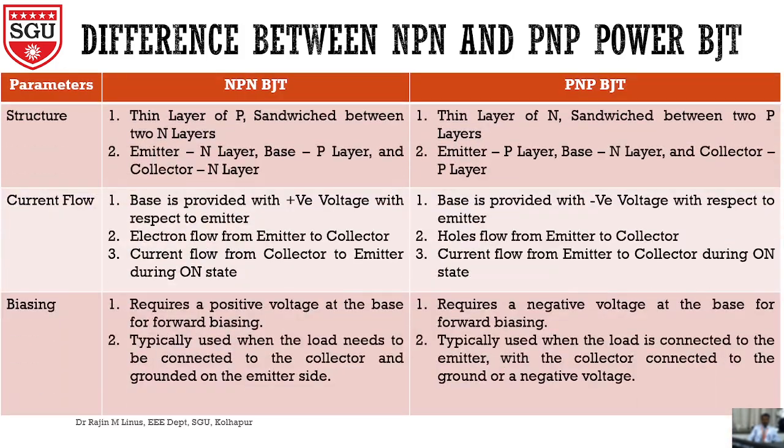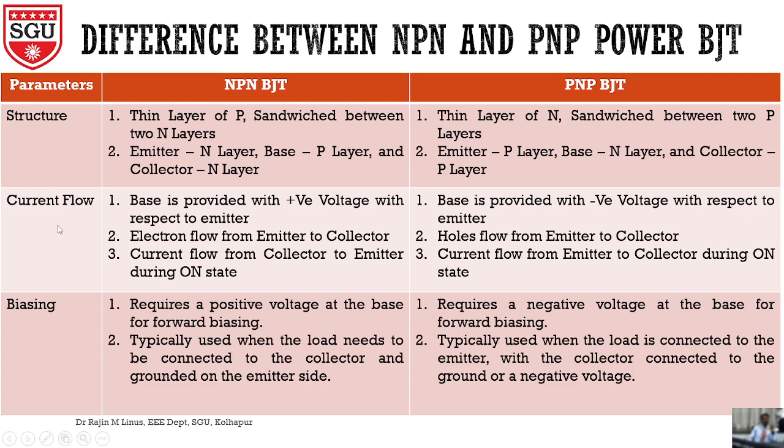Let us see first the structure. In the NPN bipolar junction transistor, the thin layer is the P layer, since the P layer is sandwiched between the two N layers. But in the PNP transistor, the N layer is the thin layer, as the N layer is sandwiched between the two P layers.